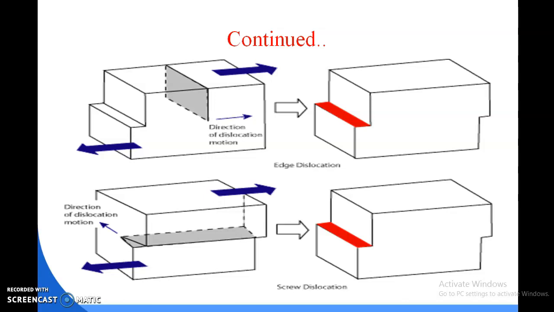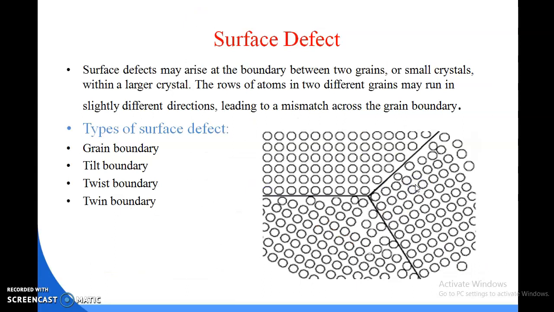So we are going to the next slide. Here it is all about the screw dislocation and edge dislocation. We have already studied the difference between edge dislocation and screw dislocation. The third point is the defect that is our surface defect.